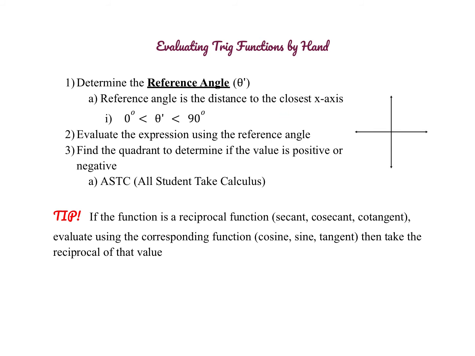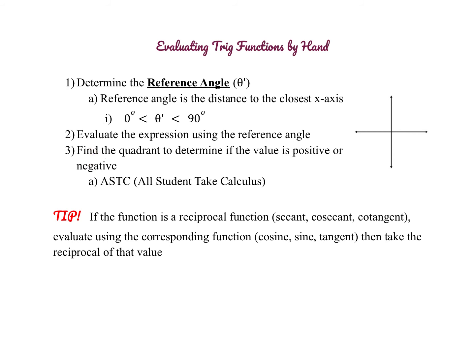And if you can find the reference angle of the angle you're working with, you can actually evaluate the expression using the reference angle, and you'll get the same absolute value. So the reference angle acts almost exactly like the original angle. However, sometimes the sign is going to be different. And our reference angle should always be between 0 and 90 degrees. So it's a distance to the closest x-axis, so it's always positive, and it's going to be between 0 and 90 degrees, or 0 and pi over 2 radians.